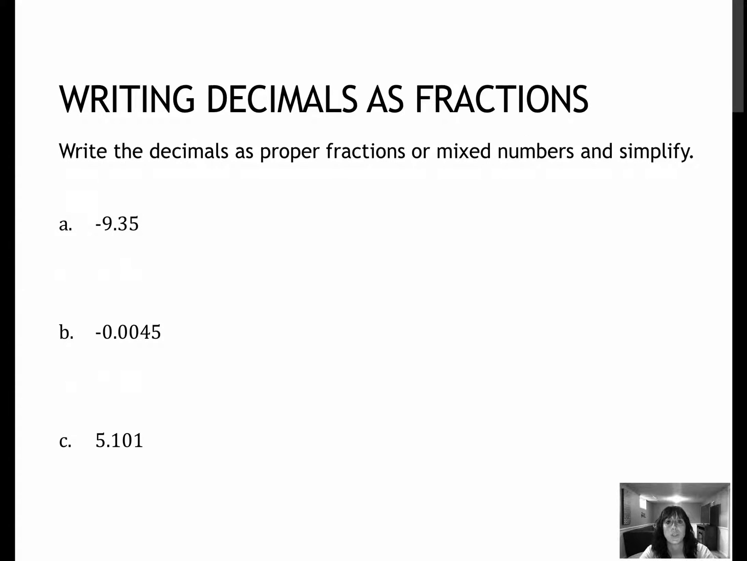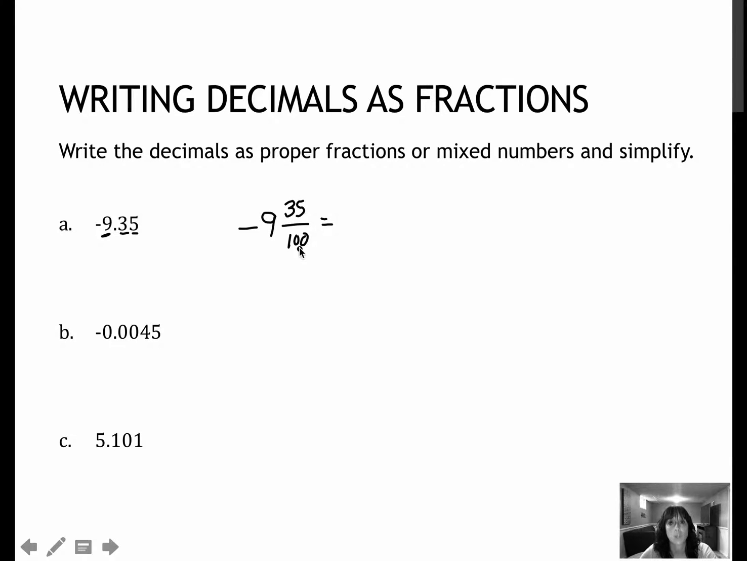For these next questions, we're going to write the decimals as fractions or mixed numbers. Now, by far, the easiest way to do this, when you have a number that is greater than 1 or the absolute value is greater than 1, whenever I have a value to the left of the decimal, it makes more sense for me to write the -9 as a whole number and then put the fractional part of my answer, in this case again, over 100, because that's tenths and hundredths.